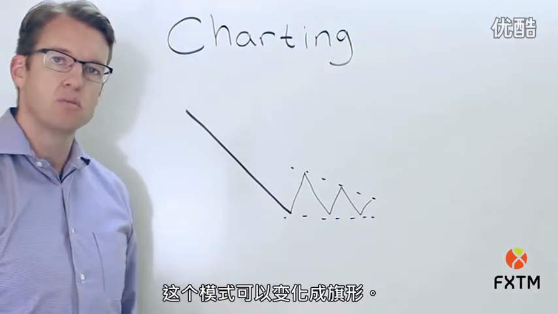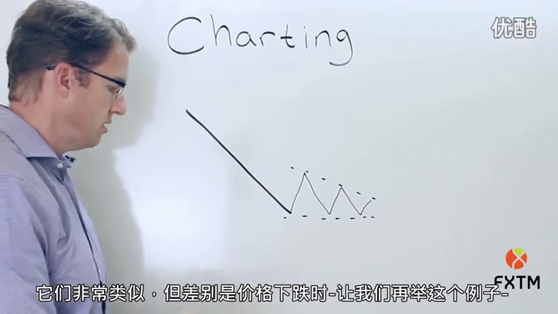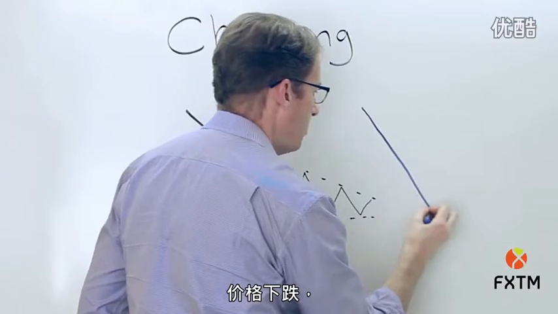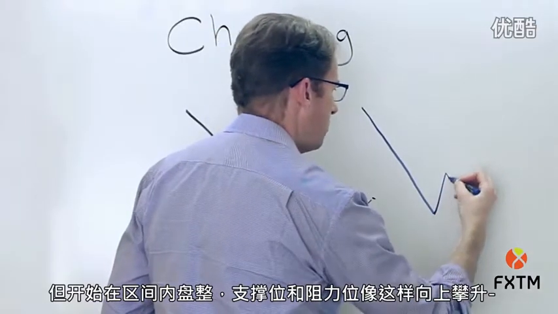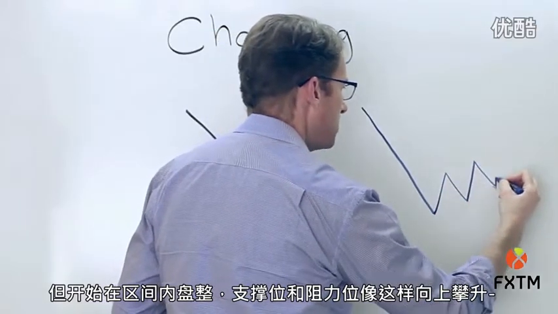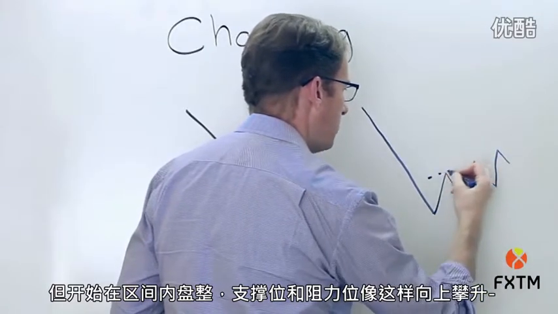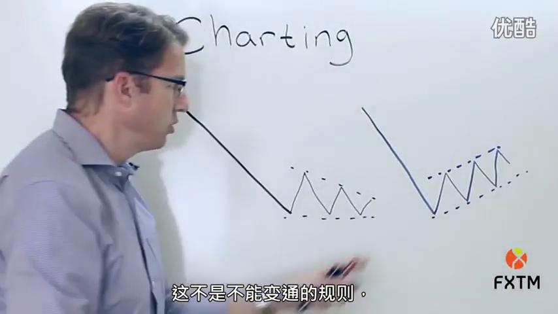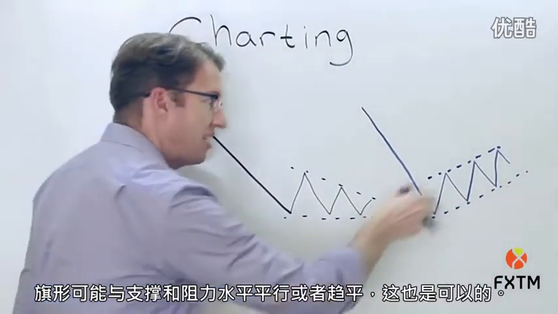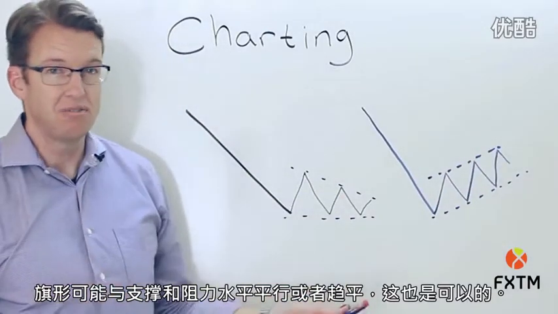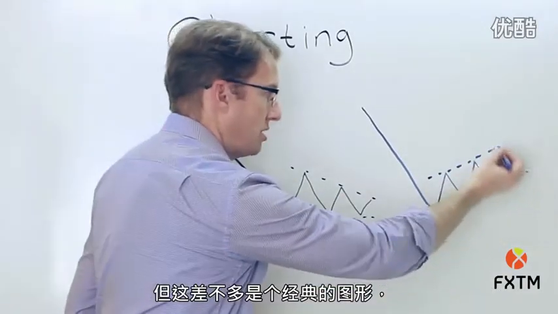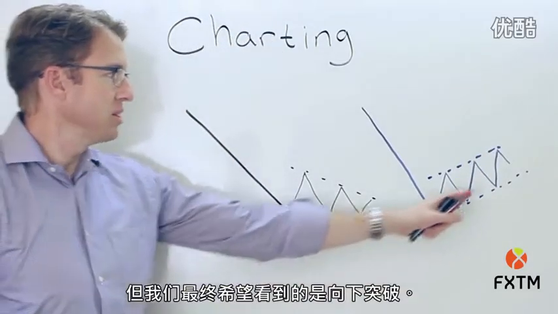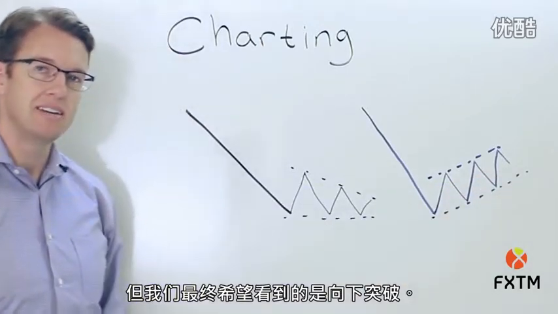A variation on this would be a flag. They're very similar, but the difference being that if the price was going down, so let's do this example again, the price is going down, but it begins to consolidate within a range where both the support and resistance level is climbing like this. So a little bit counter trend. This is not necessarily a hard and fast rule. The flag can be somewhat parallel support and resistance levels and kind of flat. That's okay too. But this is more or less a classic pattern where bulls are attempting to take control of the market, but ultimately what we're looking for is a breakout to the downside.